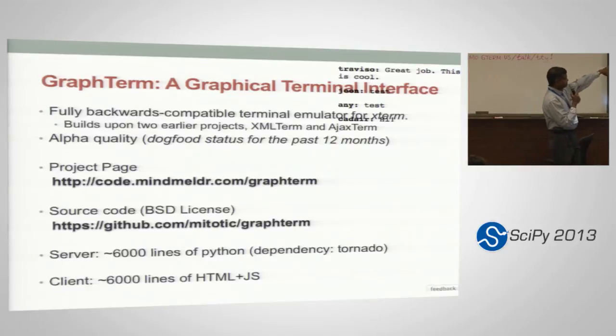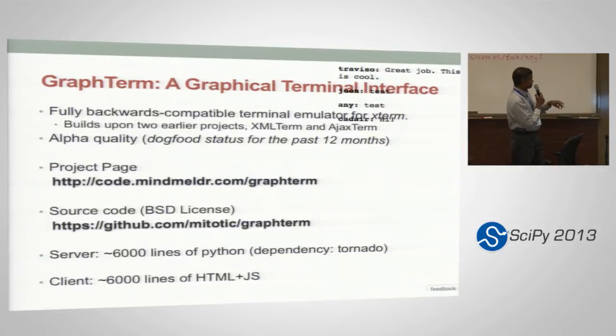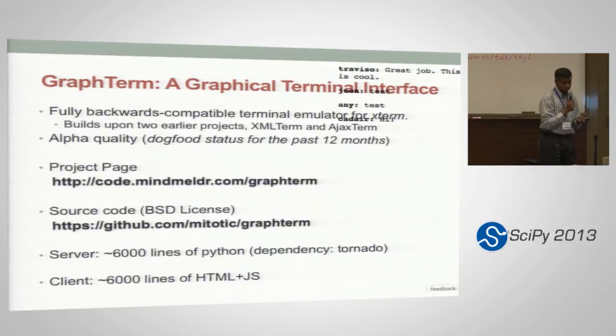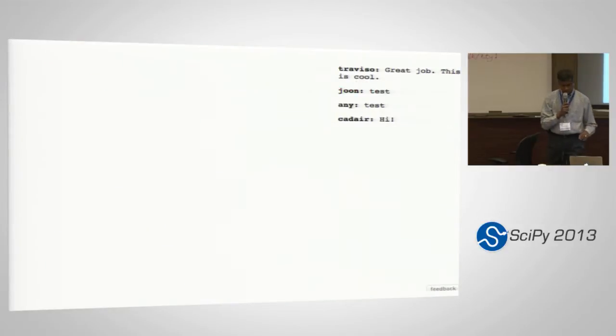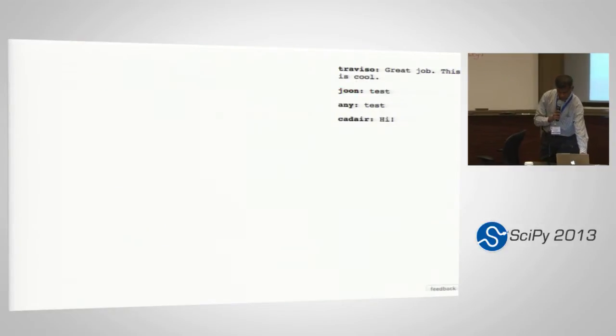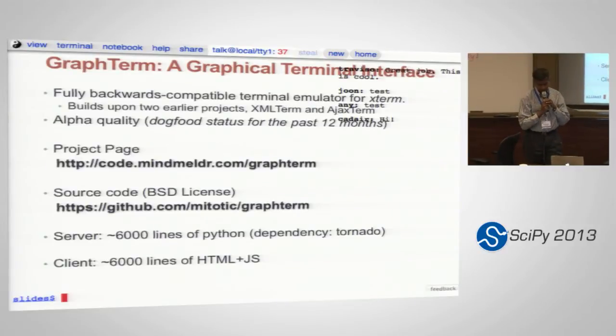It's on GitHub, and you can just Google GraphTerm, it'll probably get you there. There's also a website with information. It's about 6,000 lines of Python for the server, and about 6,000 lines of HTML and JavaScript, so it's a medium-sized project. What I'm going to do now is exit my presentation and do some live demos.